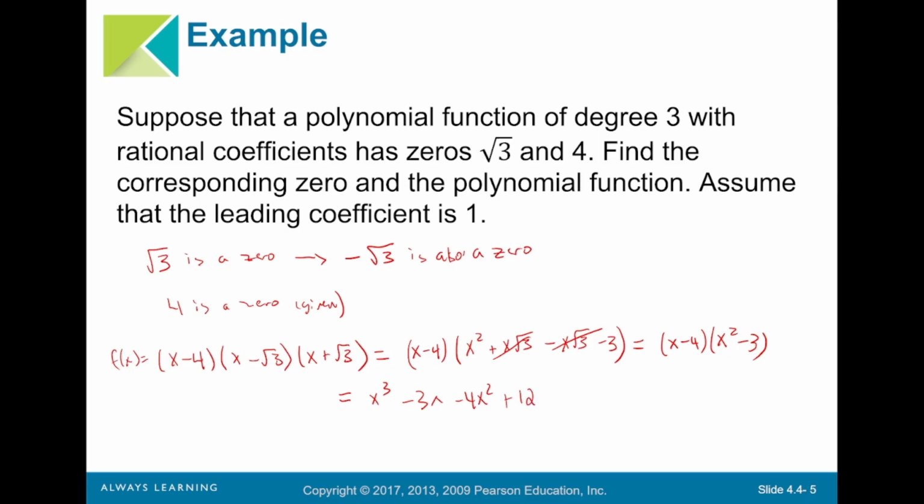plus 12. And because I did outer then inner, this isn't quite in the right order. And so let's do that here. X cubed minus 4x squared minus 3x plus 12. That is the polynomial we were looking for, and root 3 was the missing 0 that we were looking for. And so that is it for this type of problem.